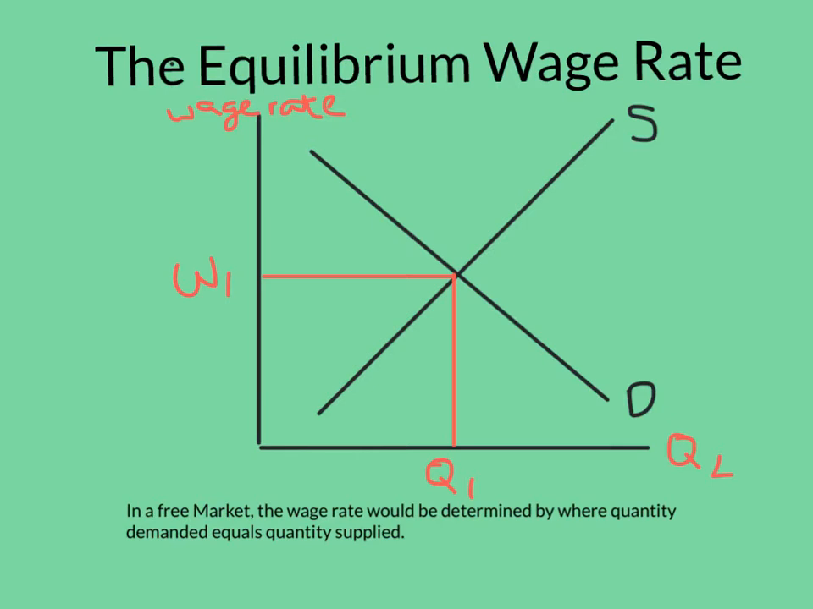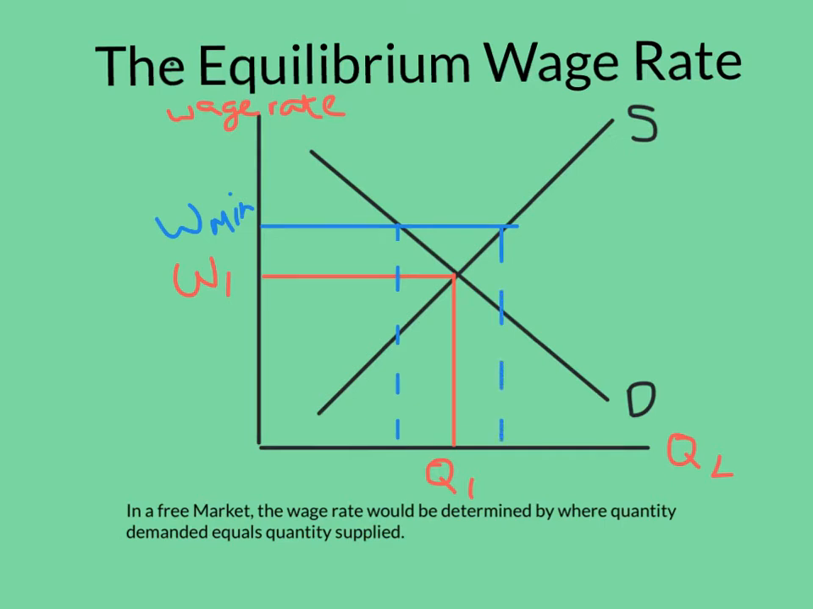Okay, so let's say that the government set a minimum wage that's higher than the market wage of W1. So we'll call this W min. And when we look at what happens when W min is higher than W1, which is the wage that will be as a result of a free market, we can see that W min hits the demand curve here and it hits the supply curve over here.